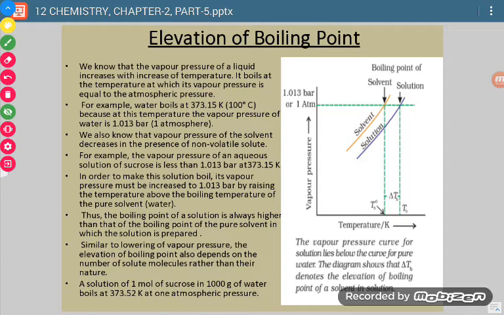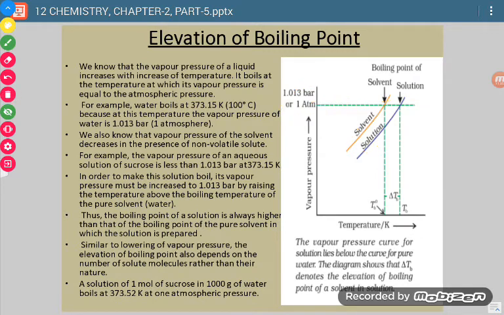Now see, look at this diagram. This diagram is between vapor pressure and temperature. These two lines, this line represents the solvent and this line represents the solution. Now this line is the pressure which our solvent or solution must reach so that it starts boiling. This vapor pressure should be equal to atmospheric pressure, which is 1 atmosphere.